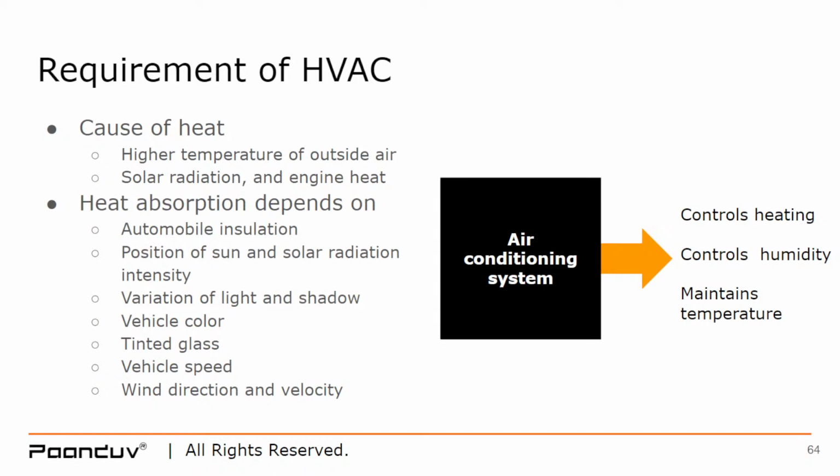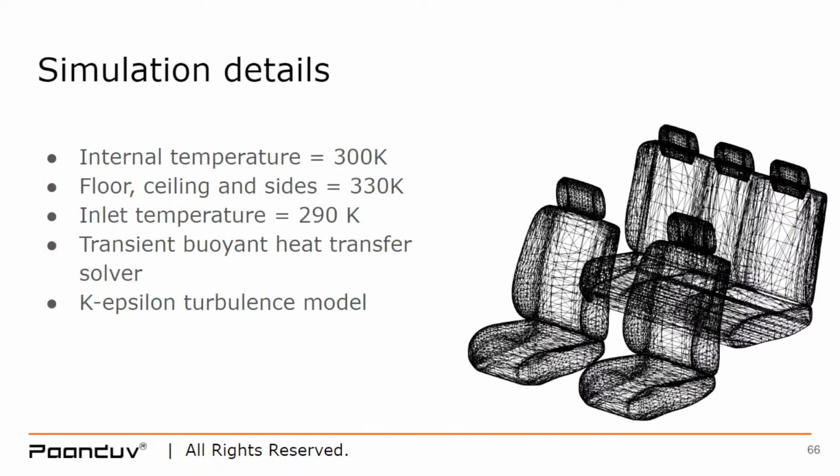So how much heat will be absorbed by the car depends on many things like automobile insulation, position of the sun, like what time of the day you are traveling, variation of light and shadow, vehicle class, vehicle color, tinted glass, vehicle speed, wind direction, and velocity.